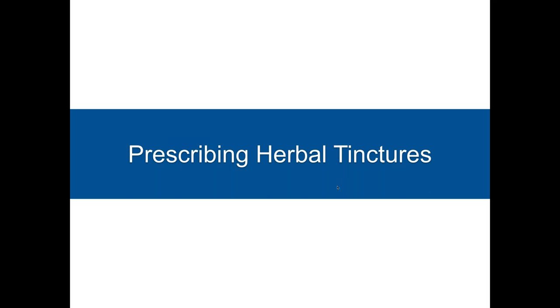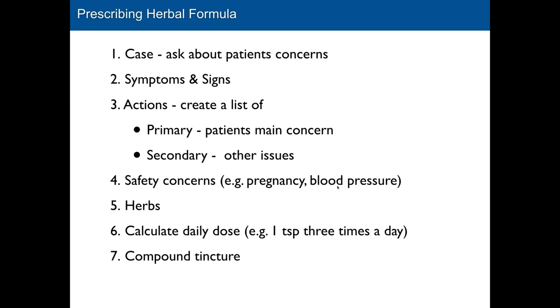The first thing we're going to talk about is how to prescribe herbs. When a patient comes into your practice, they usually have symptoms, and you have to gather information for your case. You ask a bunch of questions, and you find out what symptoms they have or what labs they might have that support your assessment. And once you have the basic symptoms or signs or the condition that you're going to be treating, then you create a list of actions that you think would be appropriate for this case.